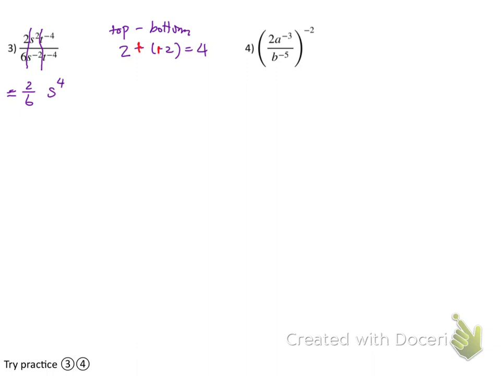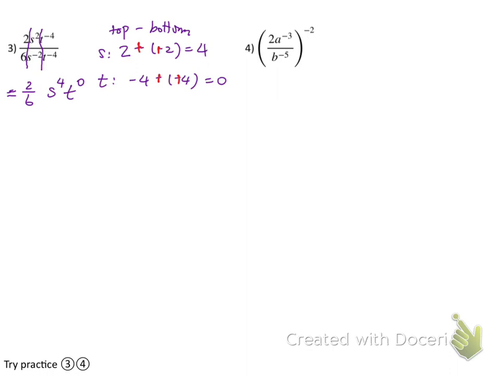Now for the t part, this is the exponent of s. The exponent of t, I'm having negative 4 minus negative 4. I keep negative 4. I change subtraction into addition. I change the second negative sign to positive. I'm actually having negative 4 plus 4, and that is 0. So 0.